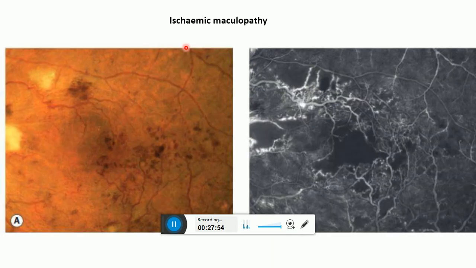Now come to ischemic maculopathy. The signs of ischemic maculopathy: the retina often shows dot blot hemorrhages and cottonwool spots, but the macula may look relatively normal despite reduced visual acuity. The FA shows capillary non-perfusion at the fovea. There will be an enlarged foveal avascular zone, and frequently other areas of capillary non-perfusion at the posterior pole and periphery.